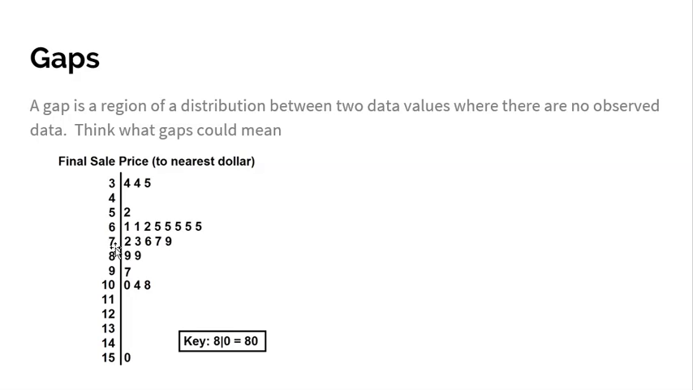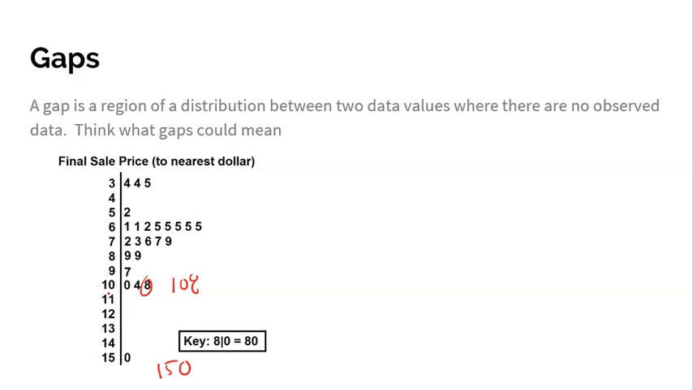All right, gaps. A gap is a region in a distribution between two data values where there's really no observations. So here we have our stock prices that we saw in another video. And we had a stock price of 108 right here. Here's a 108. And then we had this big gap all the way to 150.